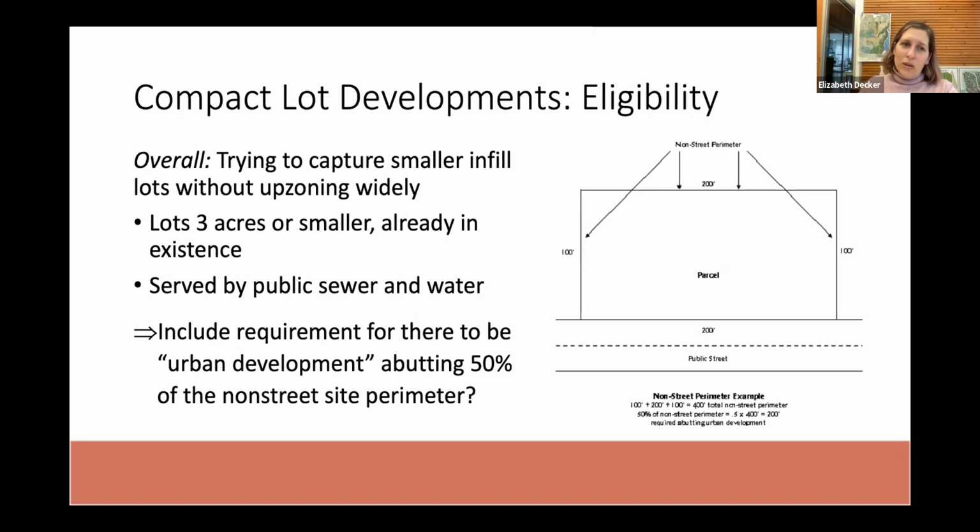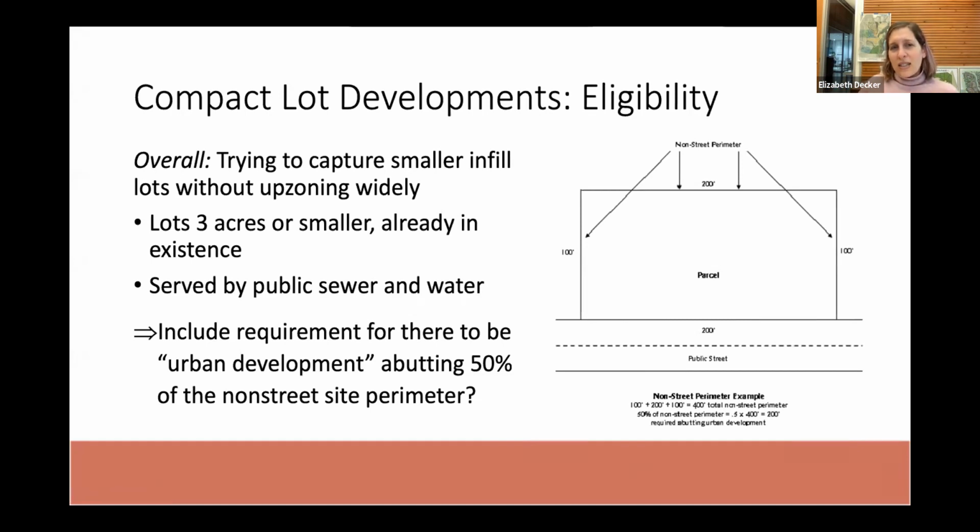So what comes through in the proposal is looking at lots 3 acres and smaller. They have to be served by public sewer and water. And then I borrowed a requirement from the existing City of Vancouver infill ordinance, similar to what the Clark County infill ordinance used to be: that there be what they define as urban development, meaning already developed or else undevelopable because of critical areas or something like a school abutting the property, already surrounding 50% of the non-street site perimeter. That is one way to say it's in an area that's seen some development. So I'm curious about that requirement.